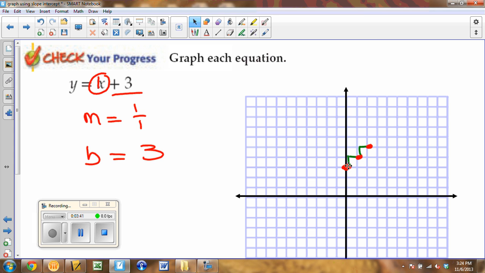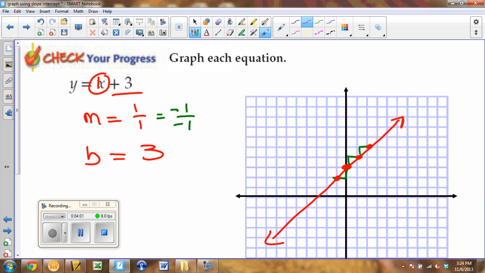I can also go the other way, because remember, this is the same thing as -1/-1, because two negatives make a positive. Now, the reason I'd want to do that is so I can move the other direction. So down 1 and back 1, and here's a point. And they're all still on the same line. And there's the graph of my line. So it's really important to look at these two different ways that you can represent slope so that you can go to the right and to the left.